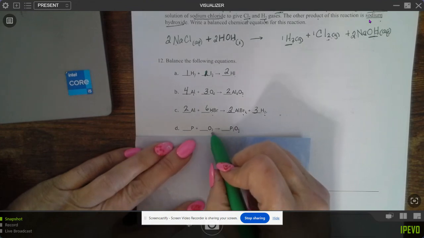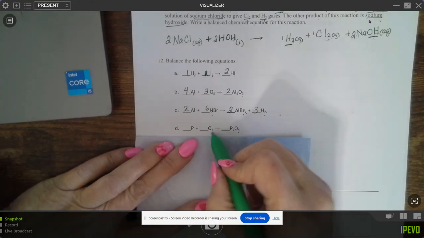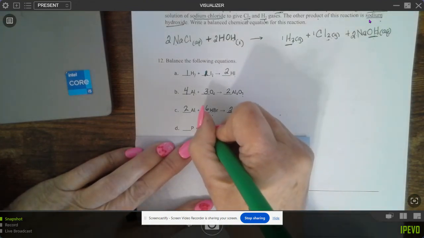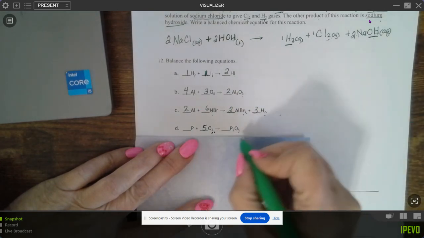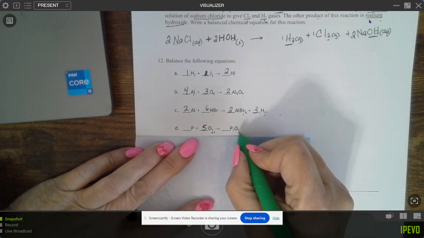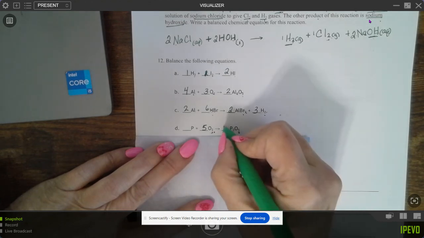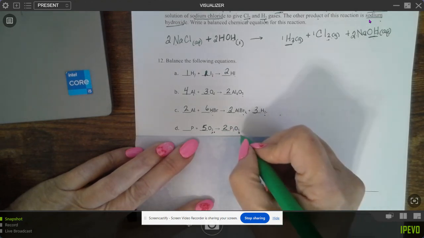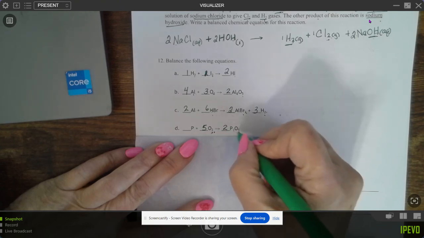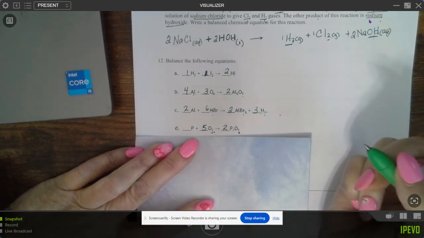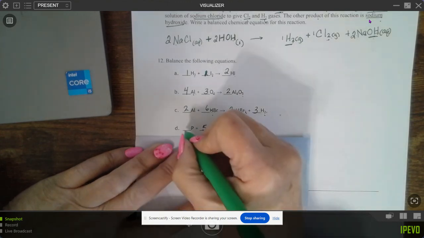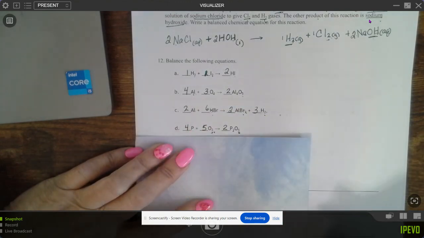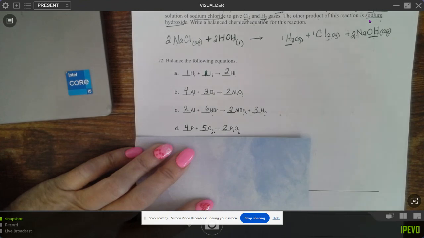In order to give me 10 oxygen here, I would need 5 O2 molecules. 5 times 2 is 10. In order to give me 10 oxygen atoms over here, I would need 2 P2O5 molecules. 2 times 5 is 10. Now I've got 2 times 2 is 4 phosphorus. So over here, I put a 4 in front of phosphorus and my chemical reaction is balanced.